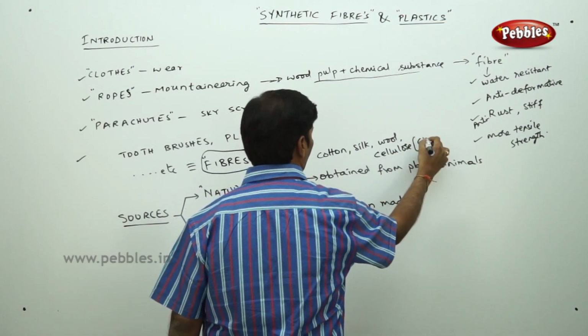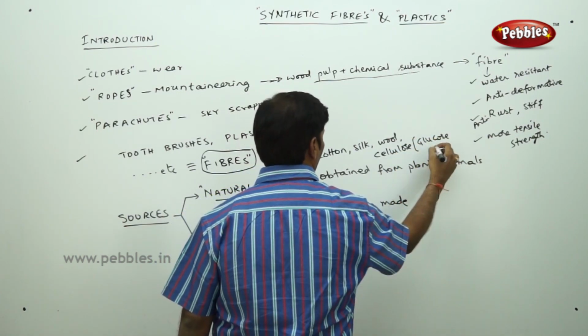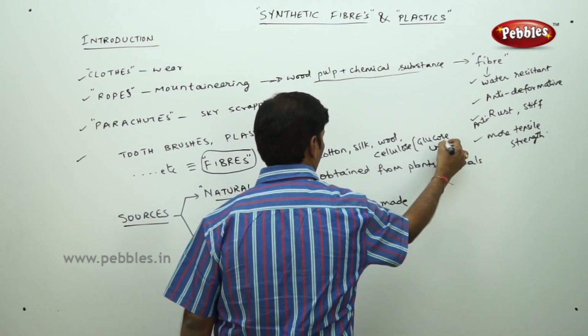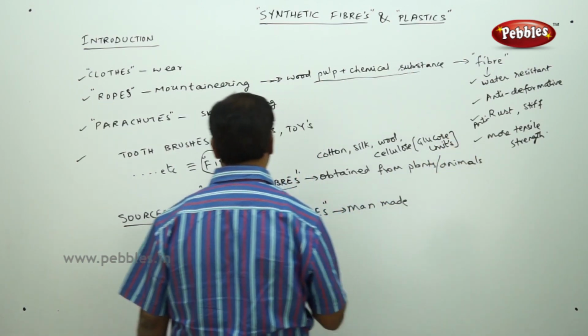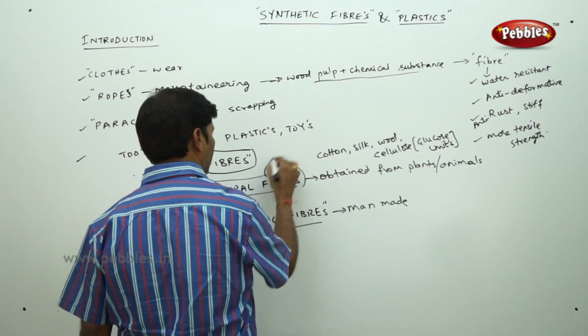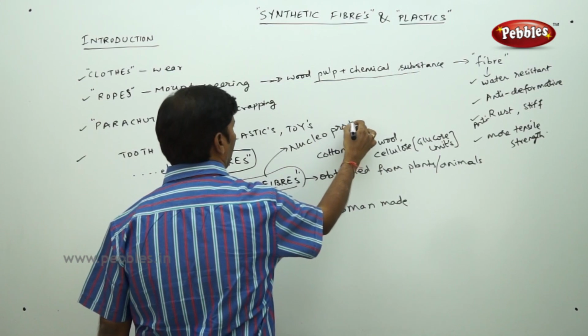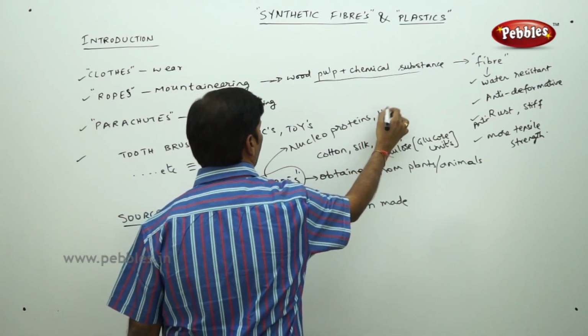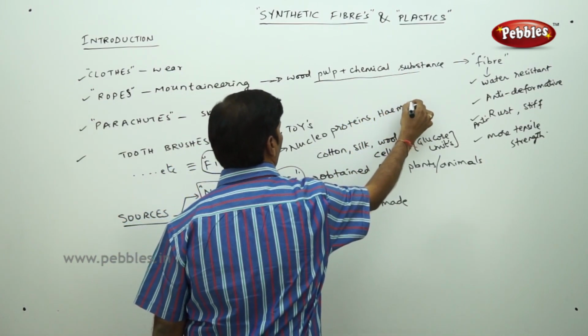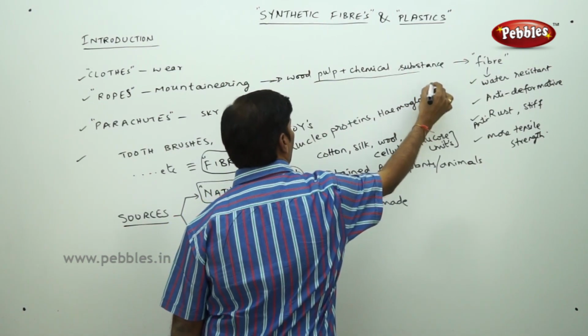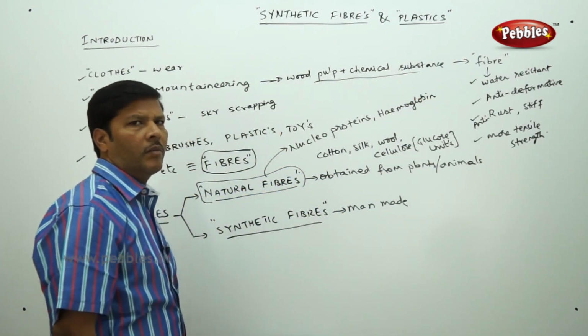Cellulose contains glucose units. Biologically, if you take natural fibers, you can even take nucleoproteins, hemoglobin, which is present in the blood also. It is a natural fiber. It comes under natural fiber.